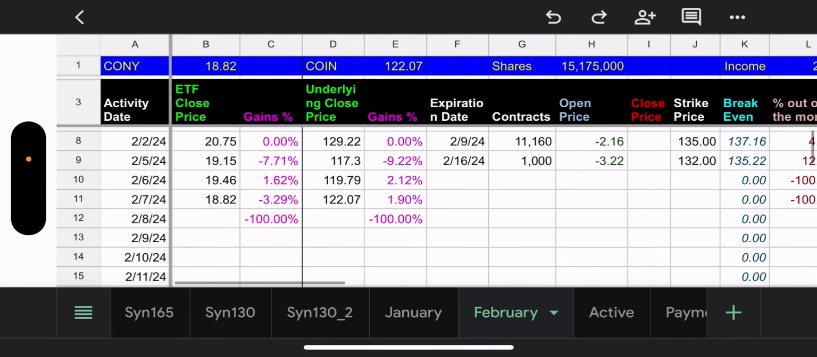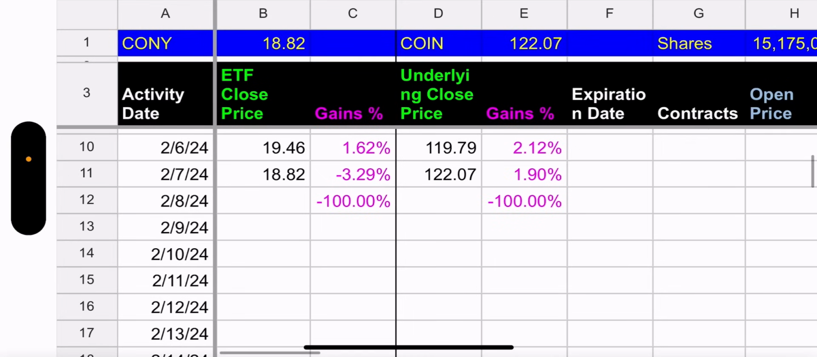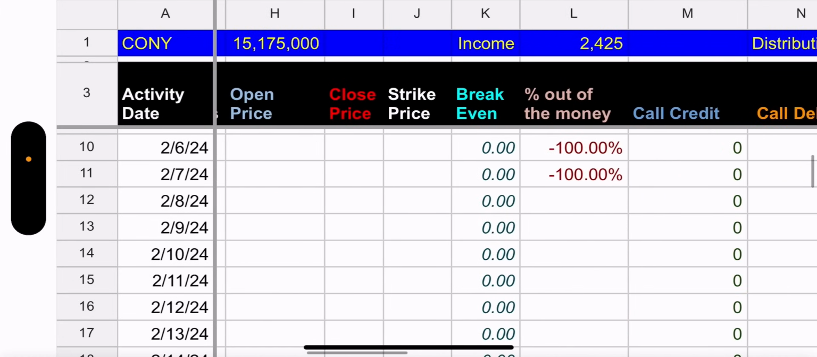All right, but how did CONY and COIN do yesterday? So CONY paid a dividend. CONY had ex-dividend date yesterday, and it was supposed to drop by $1.20 something, right? But if you look, $1.20 something would bring it down to $18.20. They closed at $18.82, so that's pretty damn good. Coin price went up 1.9%, and that's obviously why. So, pretty good day for CONY too, and COIN.